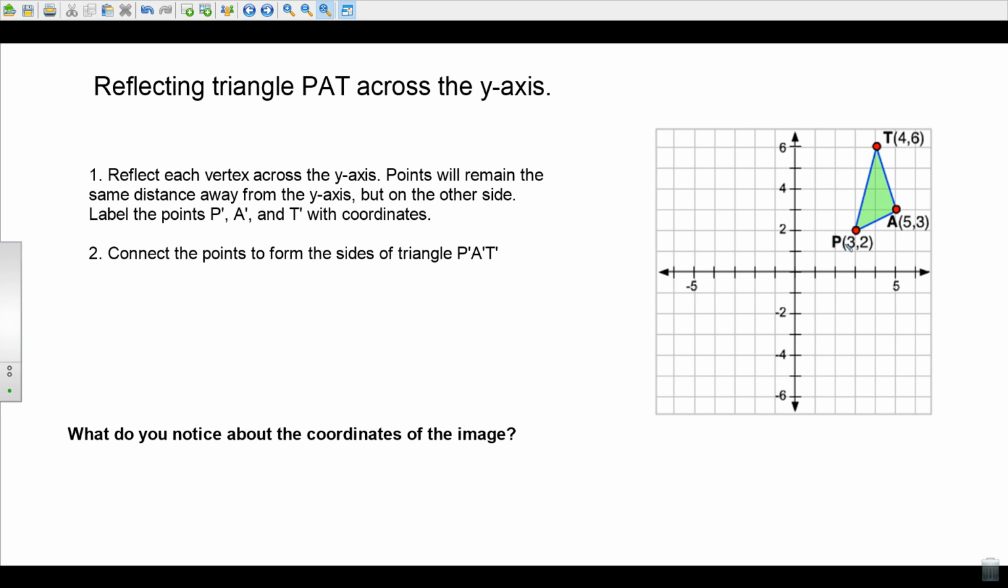So we're going to reflect triangle PAT across the y-axis, which is the vertical axis. We're going to do this 1 point at a time. Okay, so we're going to reflect each vertex across the y-axis. Remember, reflection keeps the same distance between each point and the line of reflection. So the points are going to stay the same distance away from the x-axis or the y-axis. They're just going to be on the other side.